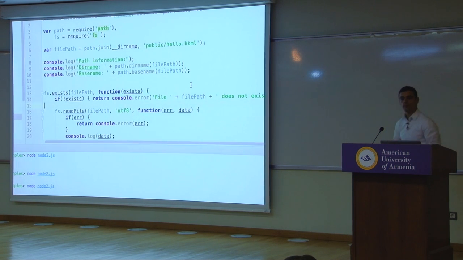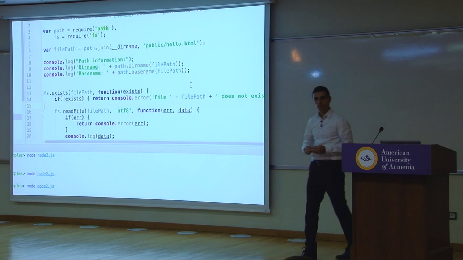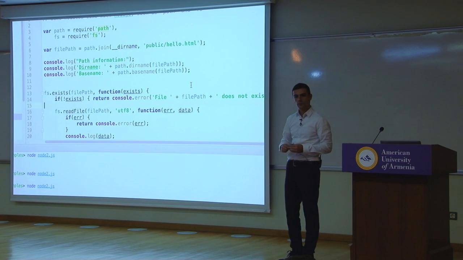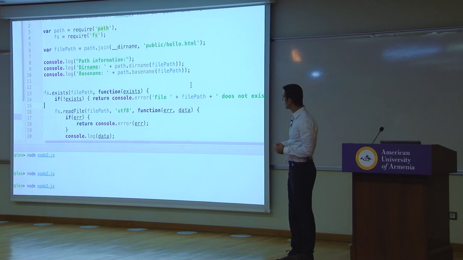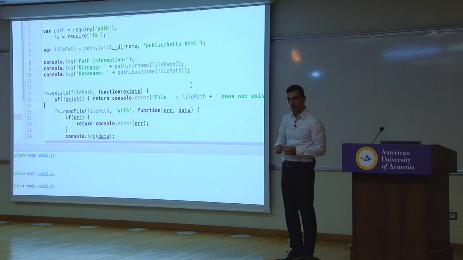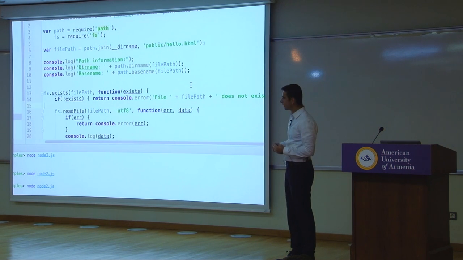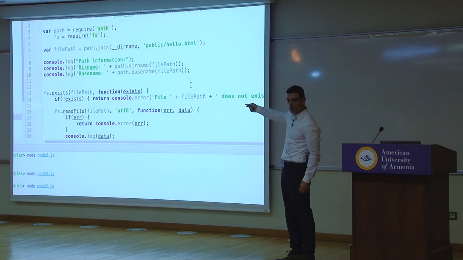Why can't we, instead of joining the dir name and public hello.html, just console log dir name hello.html? Console log dir name, sorry, console log what? Why can't we just console log the dir name of hello.html so it could log all the stuff that we joined? You want to just console log this or this? What do you want to console log?